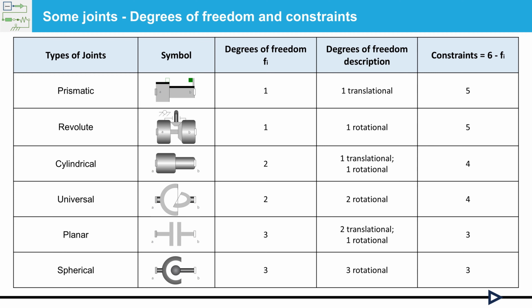Here in the table you can see some joints with degrees of freedom. Pictures are from OpenModelica, with constraints. Example: a prismatic joint has 1 degree of freedom, which is translation, and constraints are 6 when moving in space, minus 1 degree of freedom is 5 constraints.